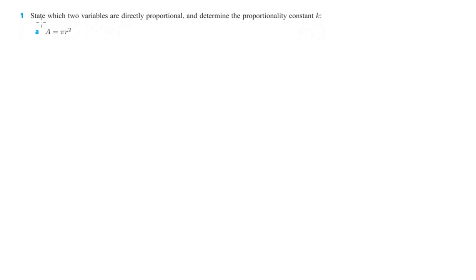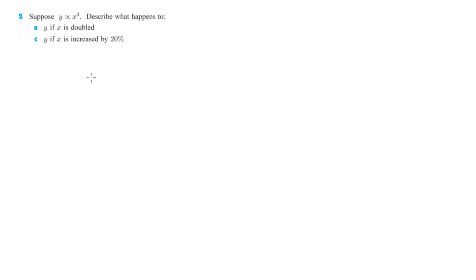Okay, first one. Number one, state which two variables are directly proportional and determine the proportionality constant k. So our two variables are a and r squared. So we're going to say that a varies directly with r squared, and our proportionality constant k in this case is going to equal pi. It's going to be the leftover piece right here.